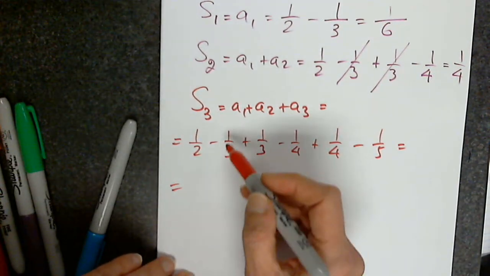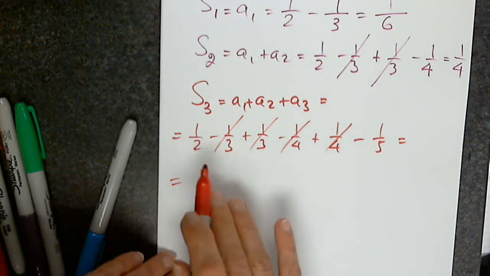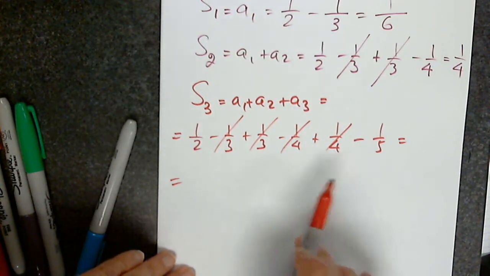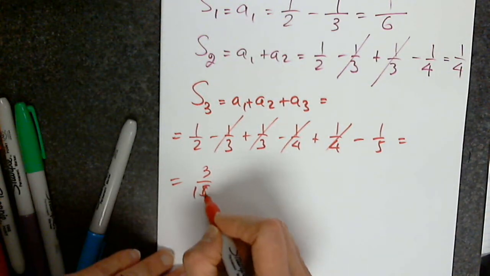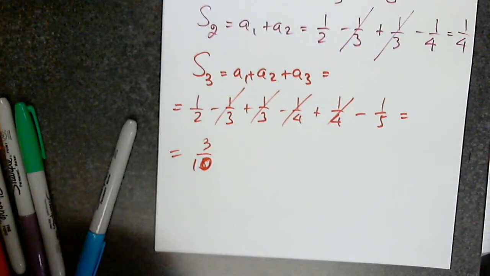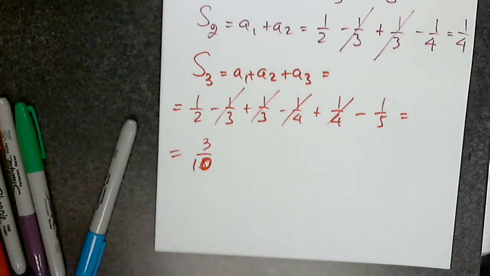Look what happens. I only have to subtract 1/5 from 1/2. So 5 minus 2 is 3, 3 over 10, I'm sorry. Okay. Any questions?